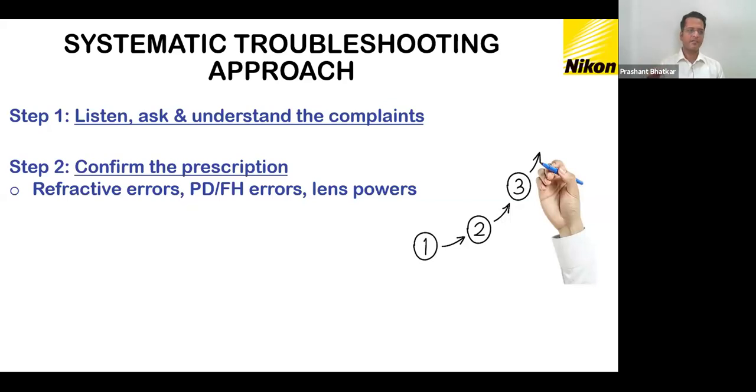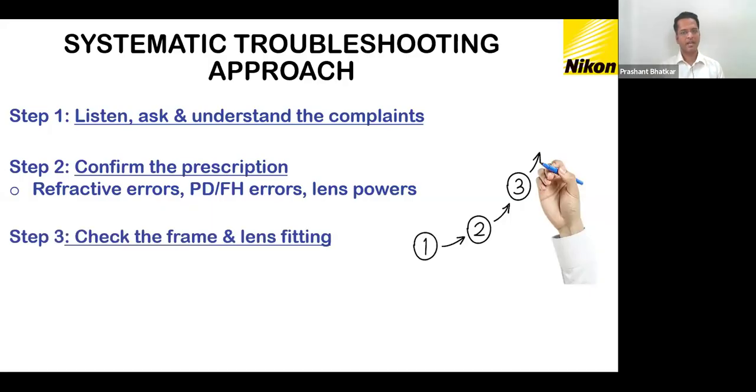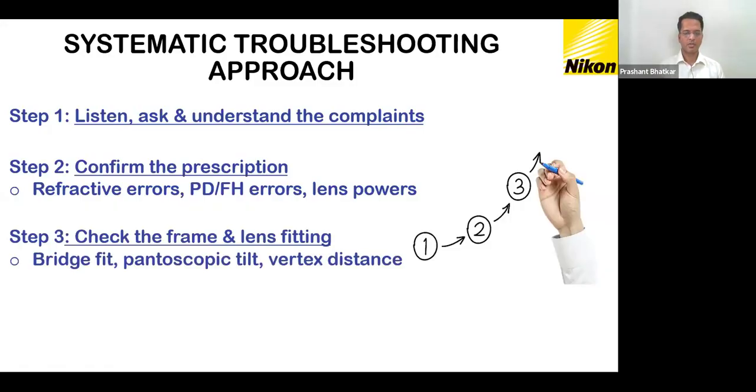The first thing, check for the PDs, fitting heights in case of your progressive addition lenses. Confirm the refraction again. Like I said, for the case study that we discussed, we had to redo the refraction, and then you decide whether there's a problem in the power of the glasses, in the PD, fitting height, or the lens power itself. Check the frame and lens fitting. Check whether the frame fits well. Check the pantoscopic tilt, the way it fits on the bridge, and whether the distance of the glasses from the face is right. All these things.